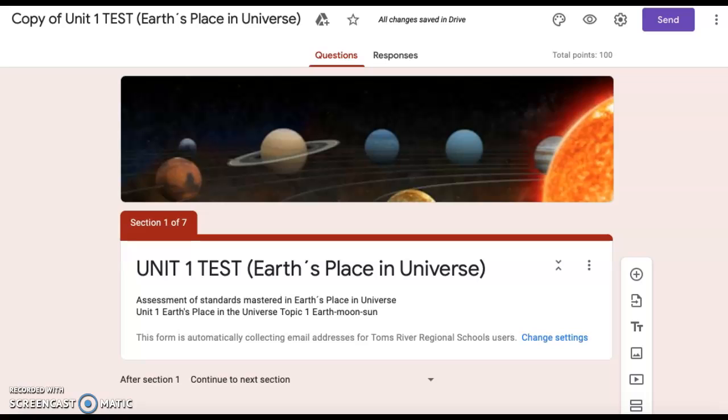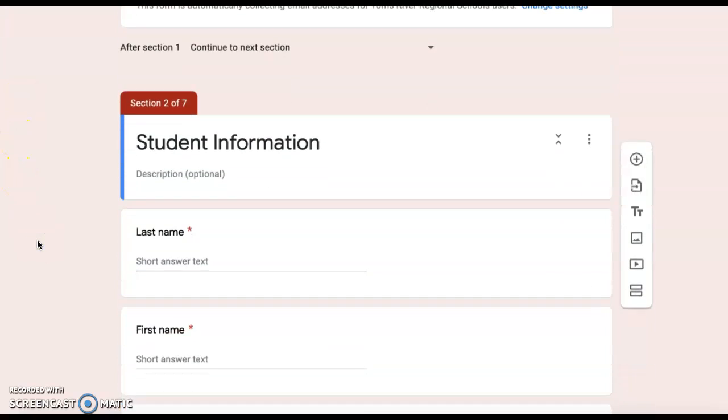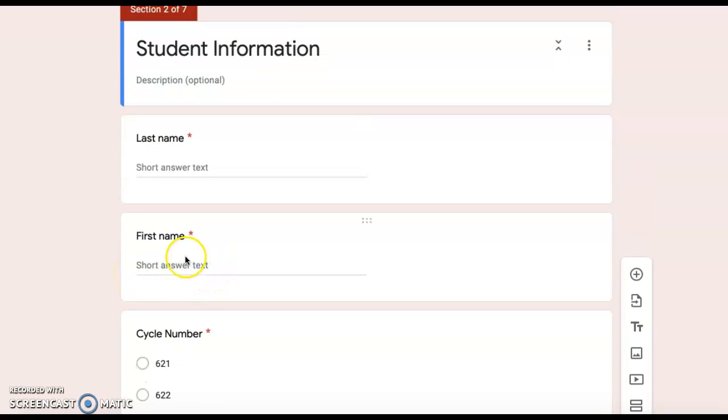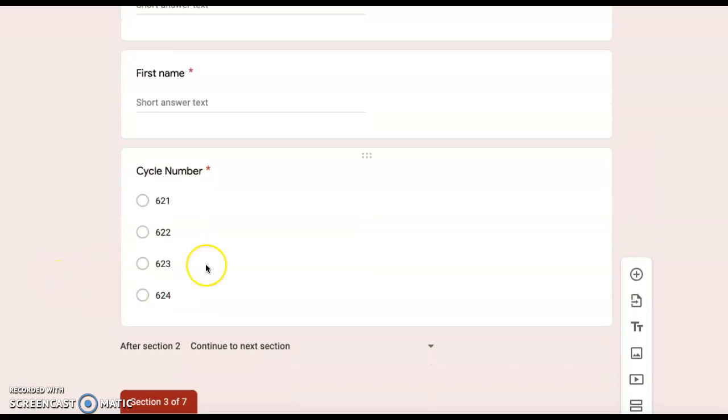Unit 1 test, Earth's place in universe. First, type your last name in the box here. Next, you will type your first name in the box here. Now you will select your cycle number.